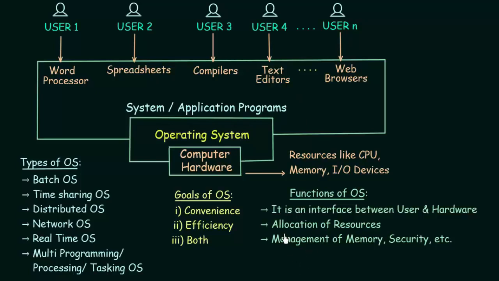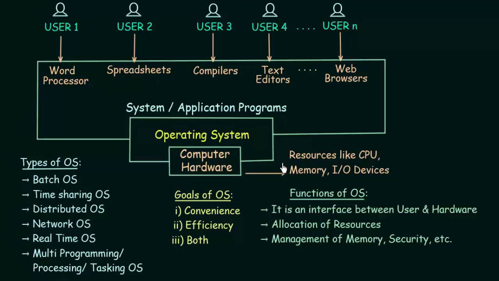And then the second point is allocation of resources. So I already told you what I mean by resources here. What we mean by resources are the hardware that we have, like the central processing unit, the memory, and the input output devices. So when a user or different users want to use the different resources, they have to be allocated. Our resources are not unlimited.